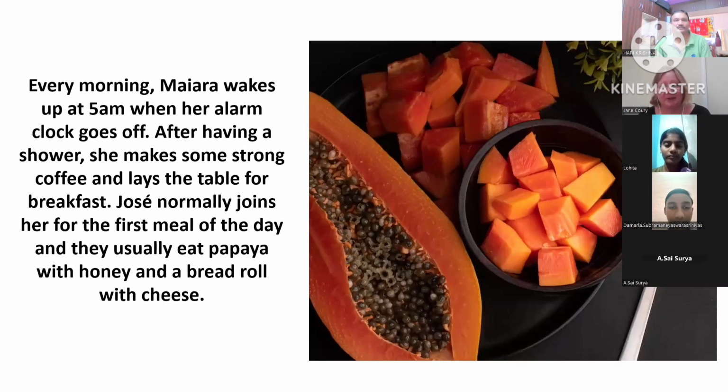Okay. So let's go into the story then. Would somebody like to read this part of the story? A volunteer? Yes. Sai Nagasri, read. Yes, sir. Every morning, Mayara wakes up at 5 a.m. when her alarm clock goes off. After having a shower, she makes some strong coffee and lays the table for breakfast. José normally joins her for the first meal of the day, and they usually eat papaya with honey and a bread roll with cheese. Excellent pronunciation, Sai Nagasri. Well done. Thank you, ma'am.